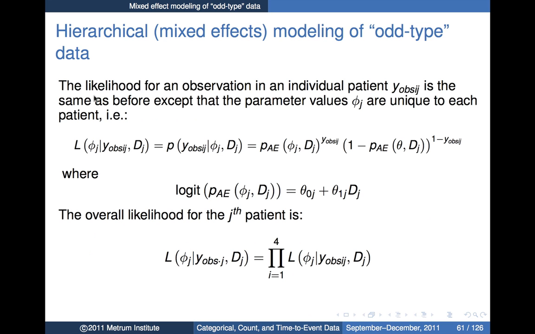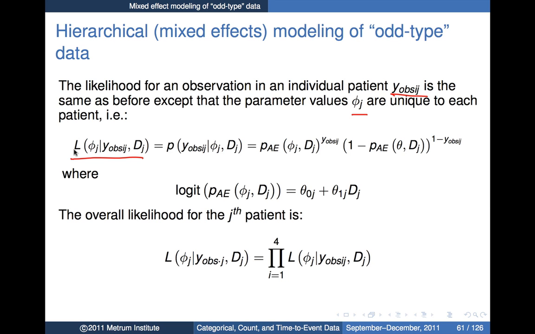So in this case then, the likelihood for an observation of an individual, our y-obs ij, is the same as we described before in the case where we only had one binary observation per individual. But the difference now is that in pretty much every place where we had put a theta in the previous model, we're going to put this phi sub j. In other words, we're going to be putting patient-specific parameters into our likelihood function. And that's what I'm describing here.